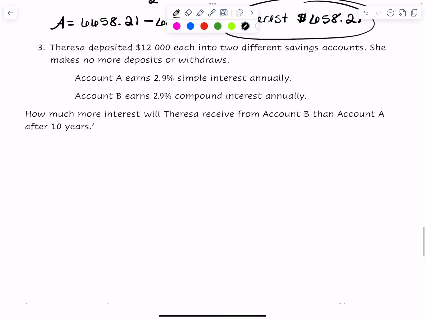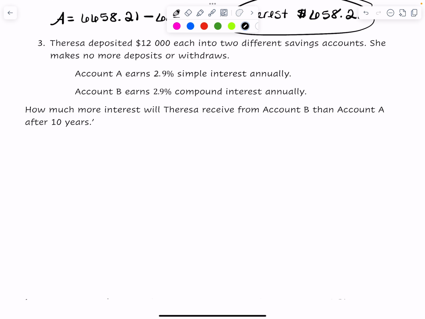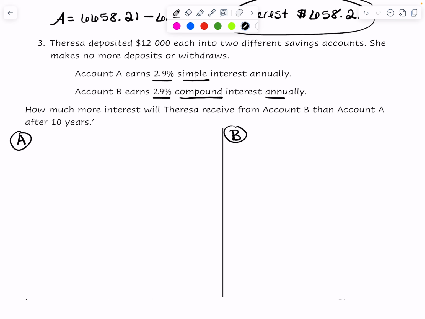Now down here at this problem, this is when Teresa deposited $12,000 into 2 different accounts. So we have 2 different accounts that we're looking at. We're looking at account A and we're looking at account B. Account A earns 2.9% simple interest. Account B earns 2.9% compounded annually. So for annually, that means that n equals 1. The bank looks at that account 1 time per year.